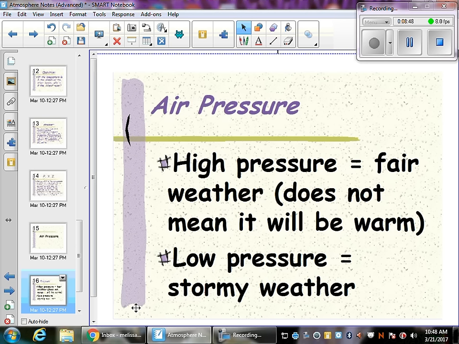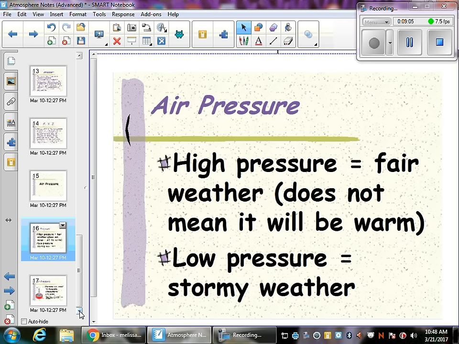It still might be cold. High pressure does not mean high temperature or that it will be warm, but it does mean that weather is usually nicer or more fair. When we have a low pressure, that's when we are more likely to get stormy weather. And we'll talk about more as we move on in class with that.